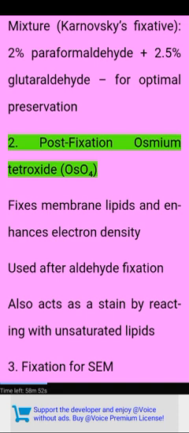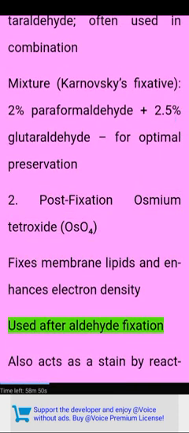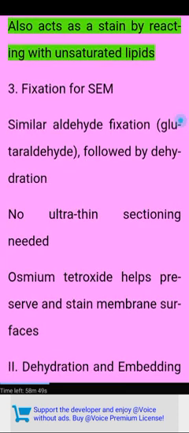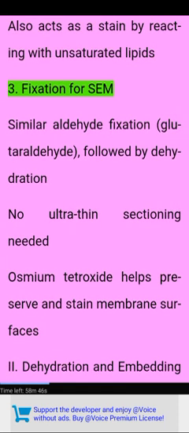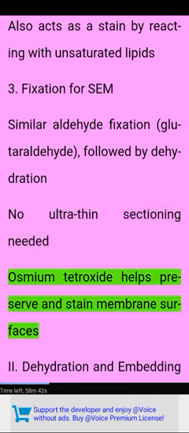2. Post-fixation: osmium tetroxide, OsO4. It fixes membrane lipids and enhances electron density. It is used after aldehyde fixation and also acts as a stain by reacting with unsaturated lipids. 3. Fixation for SEM: similar aldehyde fixation, glutaraldehyde followed by dehydration. No ultra-thin sectioning is needed. Osmium tetroxide helps preserve and stain membrane surfaces.